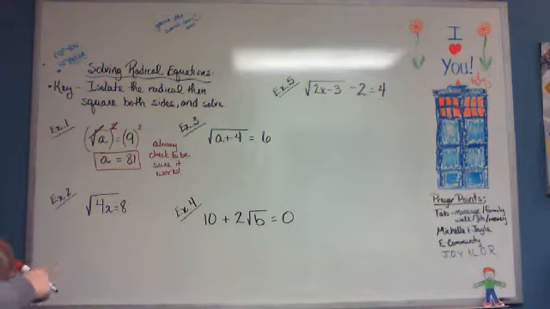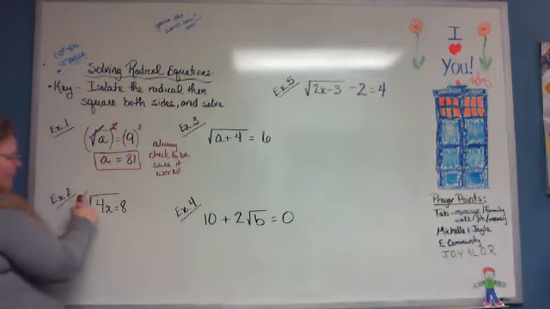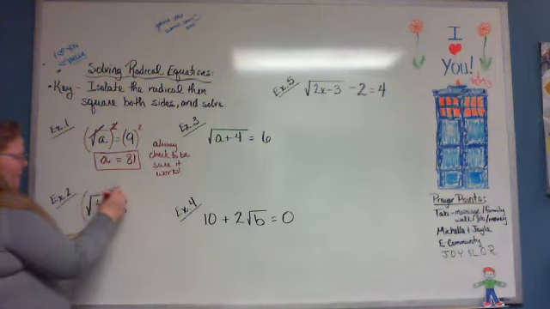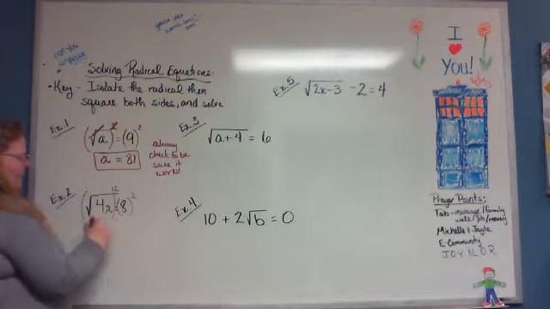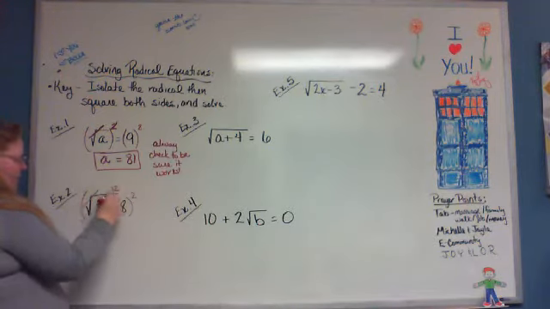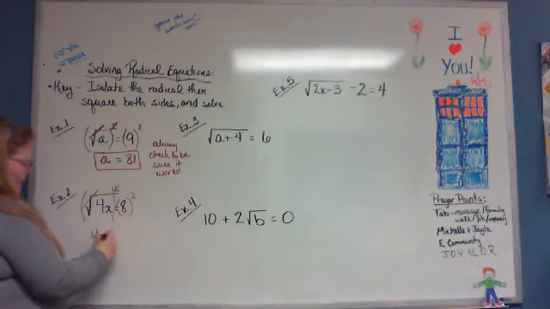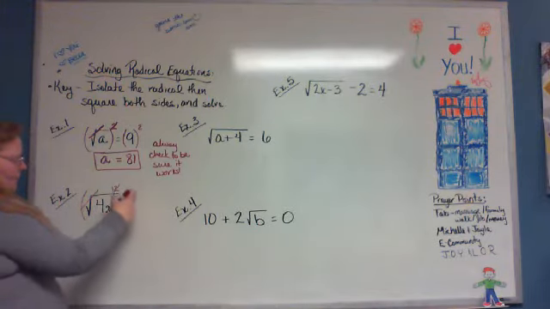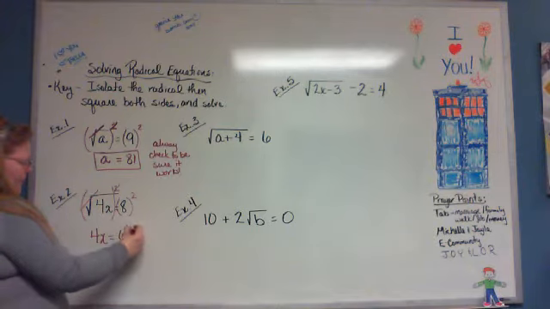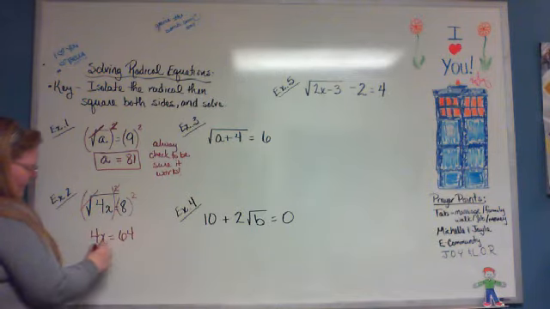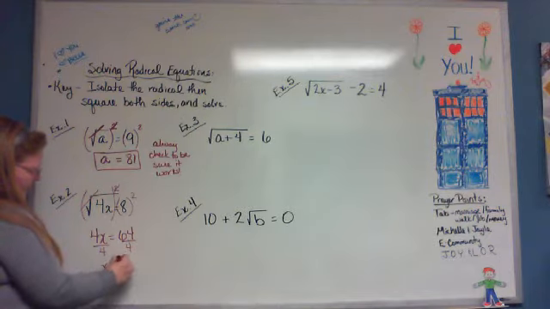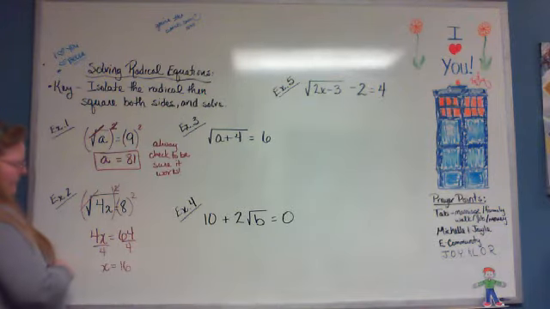Down here, the radical's already by itself, so I square that side and I square this side. When I square this side, the square root cancels out with the 2, leaving me with 4x. When I square this side, I get 64. Divide both sides by 4. X is equal to 16.